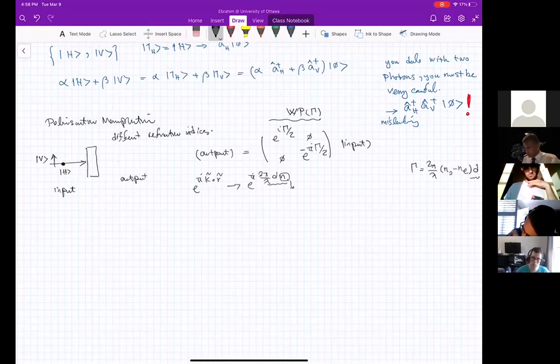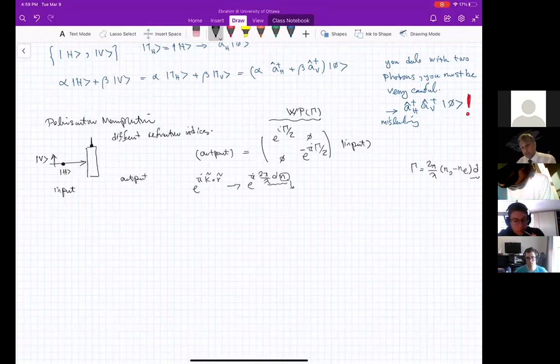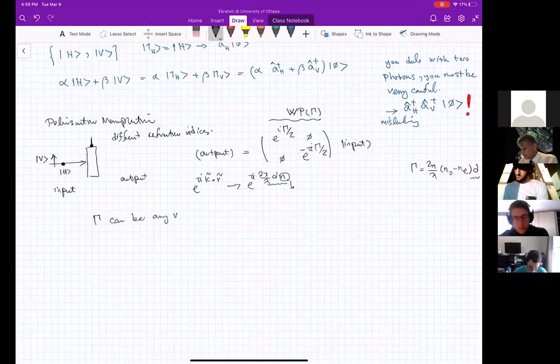Good. So this is for a wave plate whose major and minor axis, or ordinary and extraordinary axis, are aligned with H and V polarization. So this is the axis of wave plates, exactly aligned with the polarization. How many wave plates do we have? Up to you. We can have any retardation. Gamma can be any value.